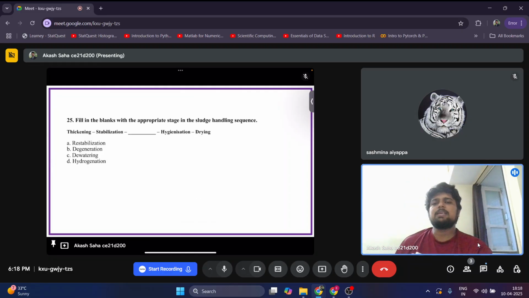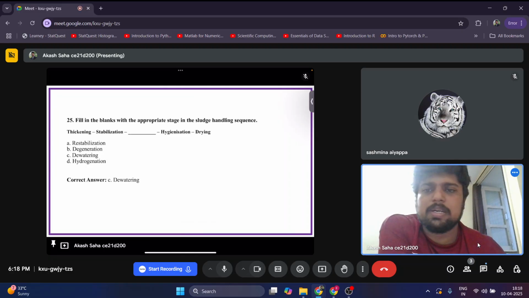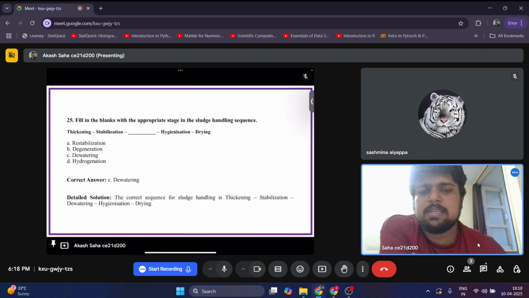Next, fill in the blank with the appropriate stage of the sludge handling sequence. We are starting with thickening, then stabilization, then a blank, hygienization, and then drying. You have to fill in the blank with either restabilization, degeneration, dewatering, or hydrogenation. We have thickened the sludge, then we have stabilized it. Now it's important to remove the water content, so we will dewater it. Hence the correct option is dewatering: thickening, stabilization, dewatering, hygienization, and then drying.